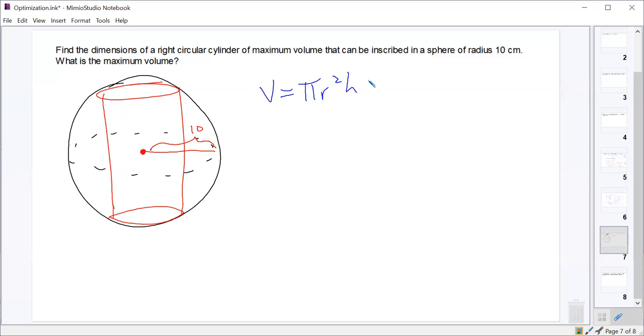And once again, we come across the same problem that we had in the last one, that we've got two different variables, so we have to find a way to relate them to each other. And so how are we going to do that? Let's label what our r is. So here's the radius of the cylinder, right? And here's our height of our cylinder. Just draw it over here just because that'll make it a little easier. How can we relate those things together?